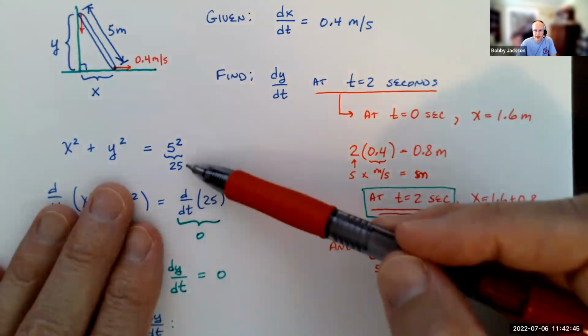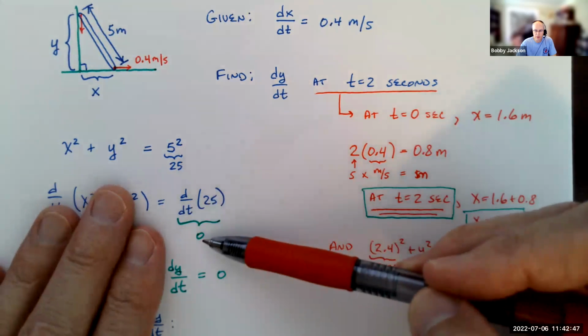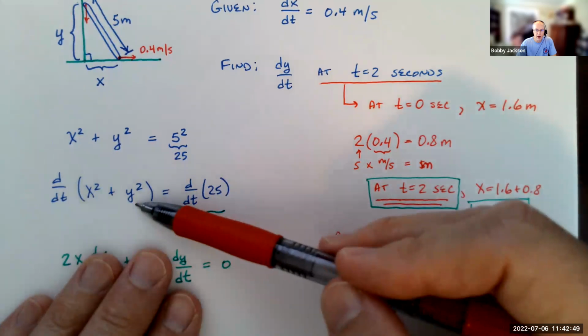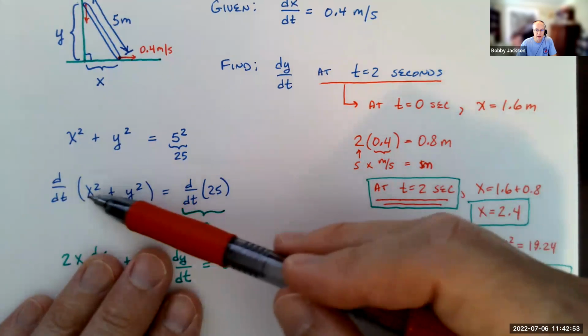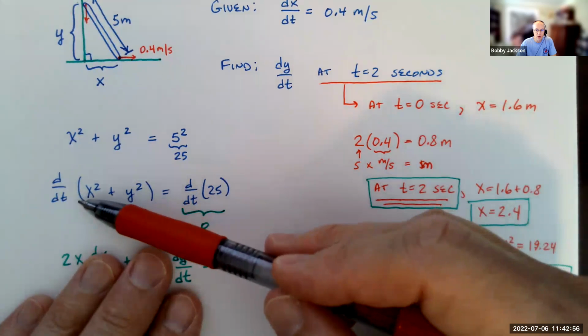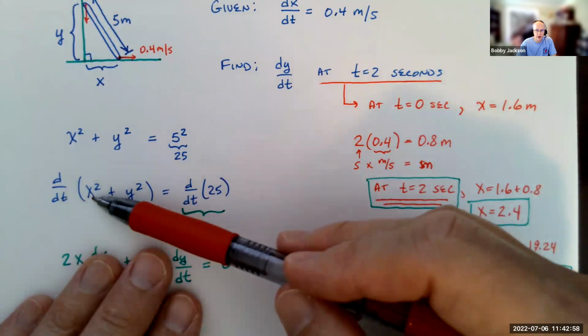Now on the right-hand side, 25 is a constant. Obviously, the derivative is 0. But here, x and y are not constants, right? They're changing. And so when we take the derivative with respect to t of x squared, it's chain rule.